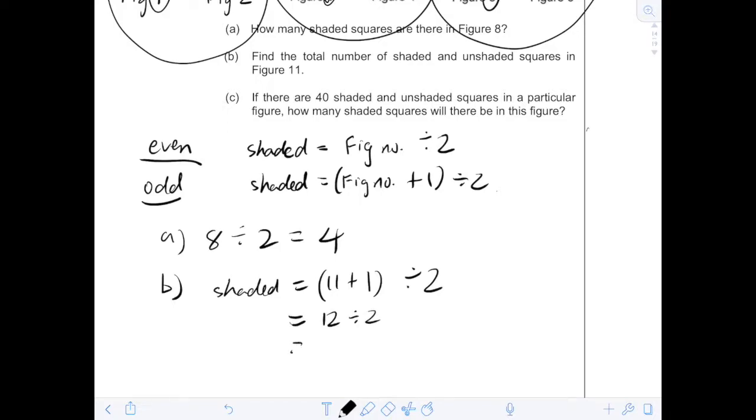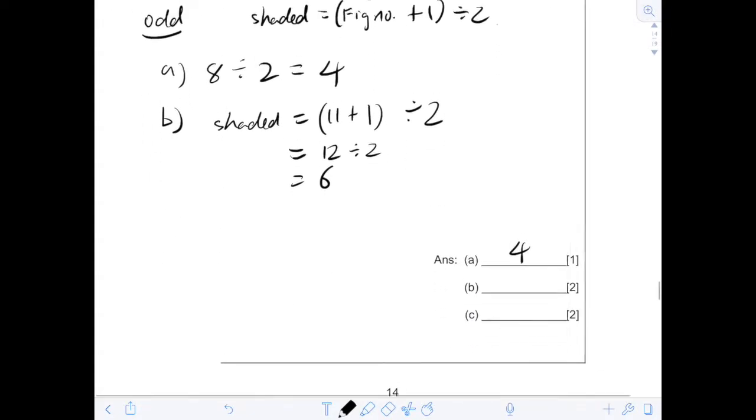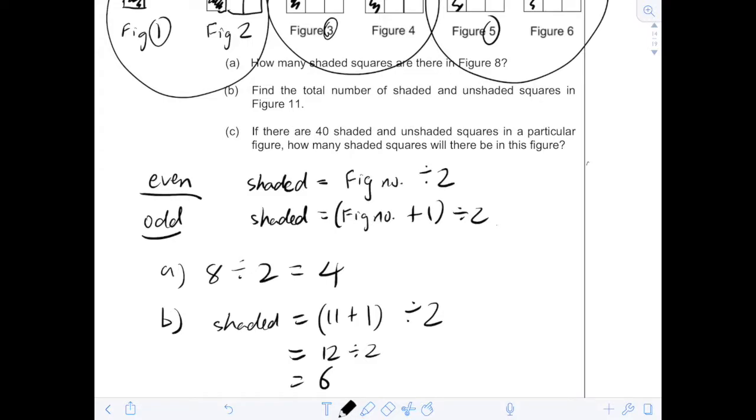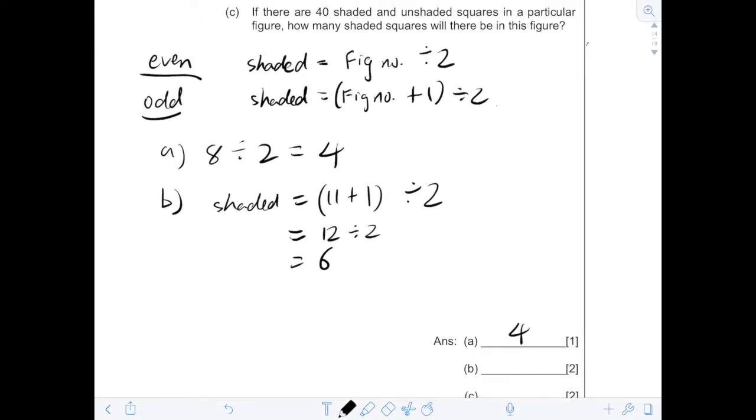So 12 divided by 2 will give you 6. So there are 6 shaded there. Okay, now here, because they want you to find the total number, you have to find the unshaded as well. Okay, so we have to come up with a formula again for even.